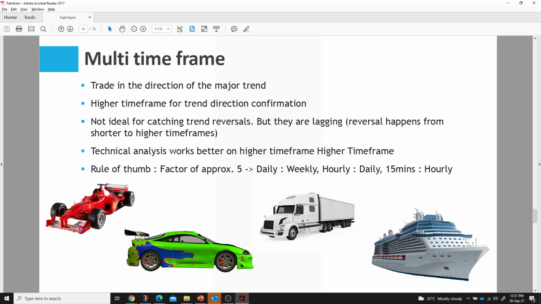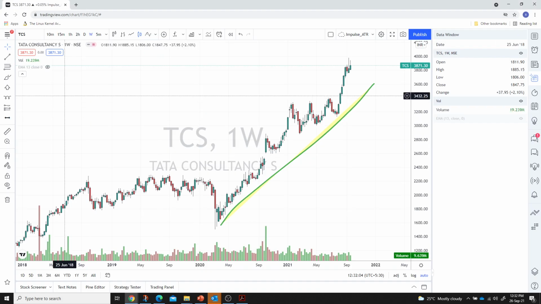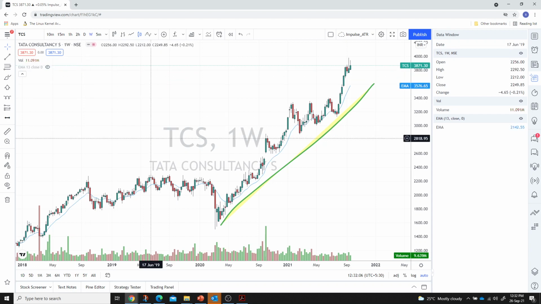Hourly, then daily. So if you're in a 1 hour time frame, please align to the daily. If you're on a 15-minute chart, align to the hourly and also to the daily and so on. So rule of thumb 5. Same with indicators. If I have a 13 period EMA on the chart, this is on the weekly chart.